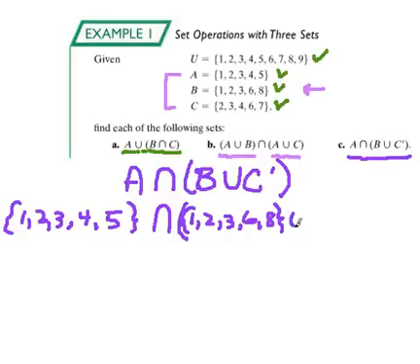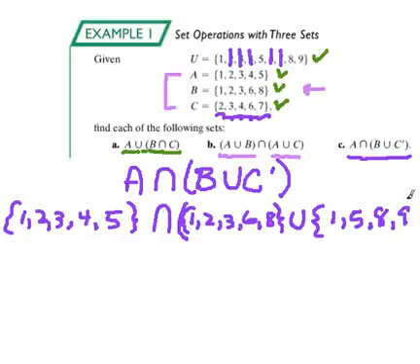Union. C prime. Now, what is C prime? C prime is everybody that's in U that is not in C. Well, 2's in C, 3's in C, 4's in C, 6 is in C, and 7 is in C. So what's in U that is not in C? Looks like 1, 5, 8, and 9.